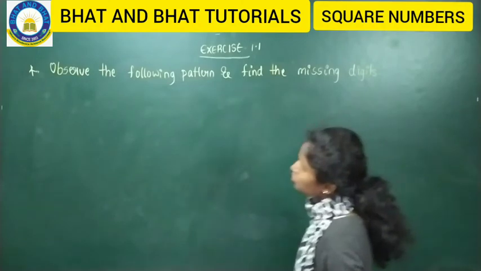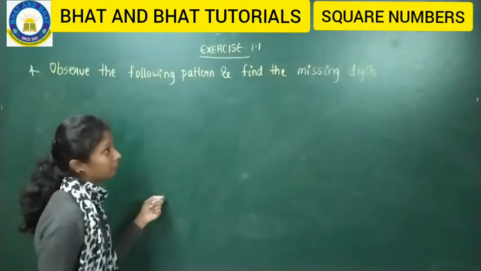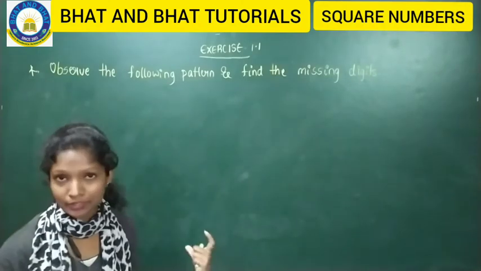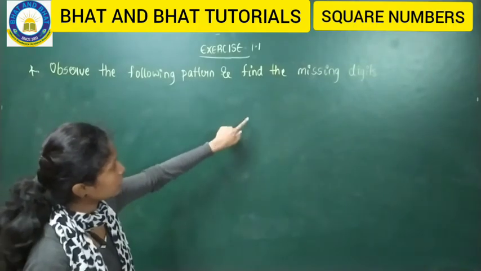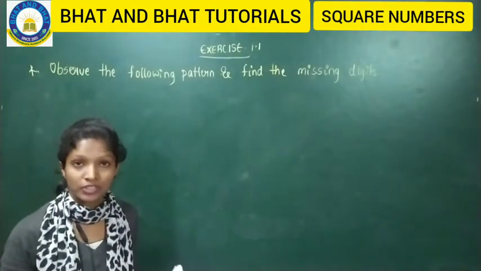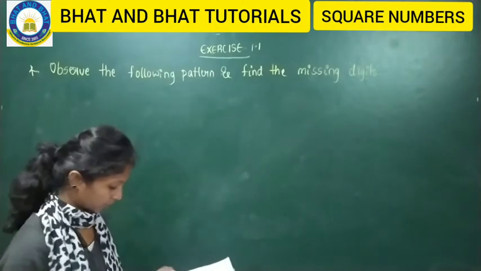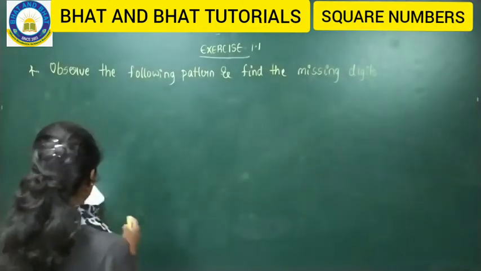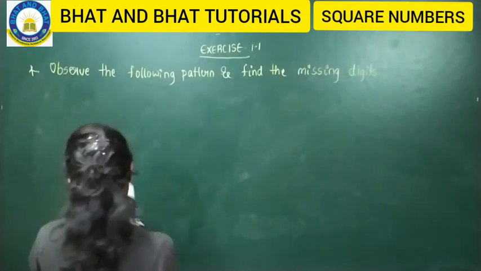Okay. So you have to observe the pattern. They have given you one pattern in the question, where you will observe that pattern and find which are the missing figures in it. So see the pattern. It is as follows.